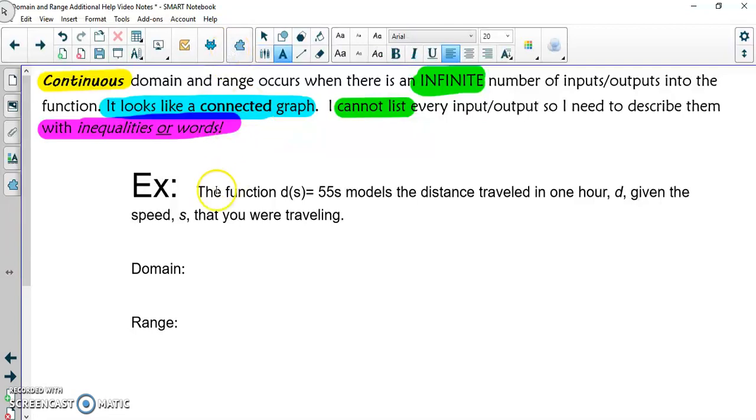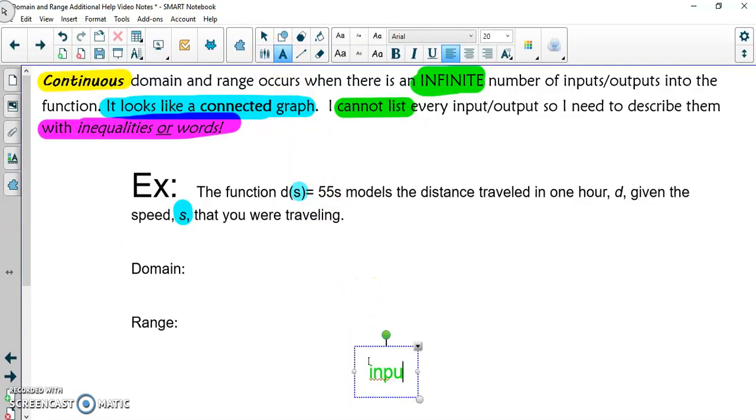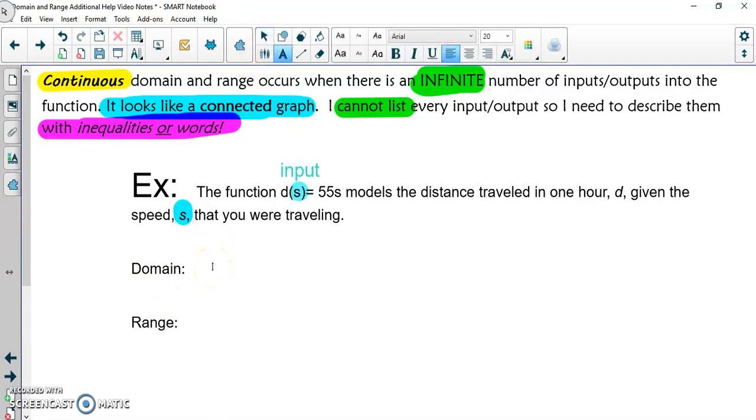So here's a quick example. We have a function called d of s that gives you the distance traveled given the speed you were going for that hour. So s we can see is our input because it's inside the parentheses of that function. So here's our input value, it's s. So if we were asked for the domain here, we'd have to describe all of the input values. So here the inputs are measuring speed that you could drive.